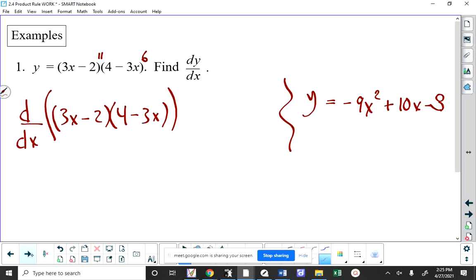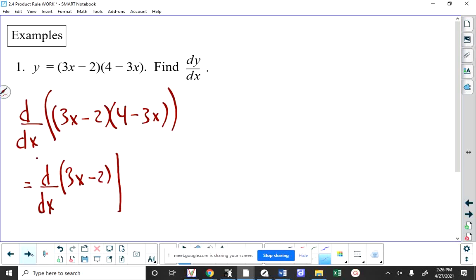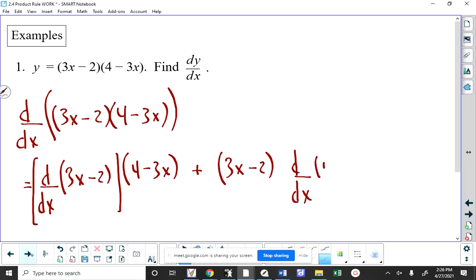So we're going to use the product rule. All we're going to do is say that this is the derivative with respect to x of 3x minus 2 multiplied by 4 minus 3x, plus 3x minus 2 multiplied by the derivative with respect to x of 4 minus 3x.